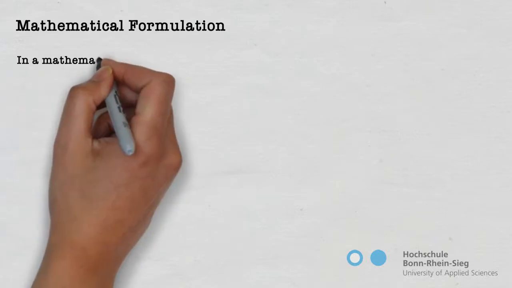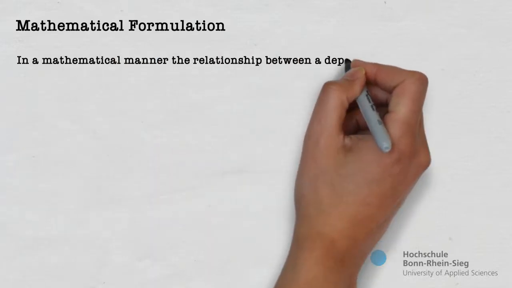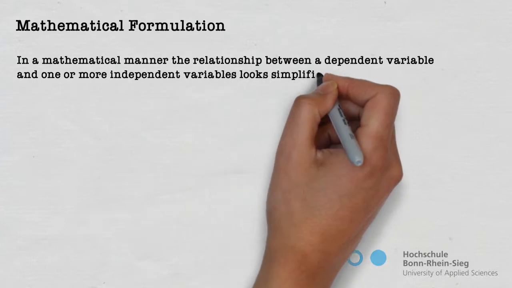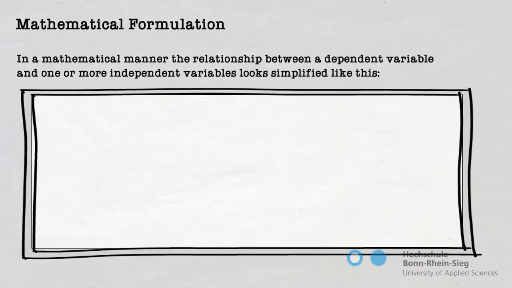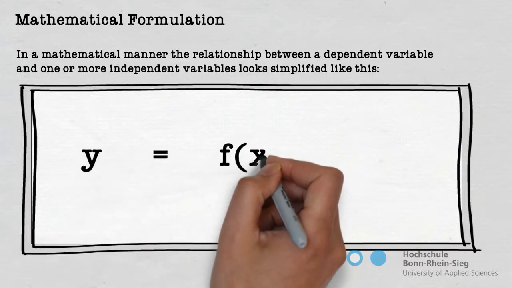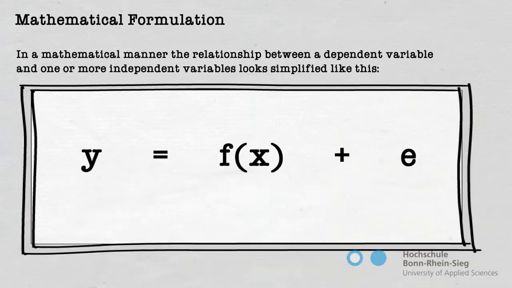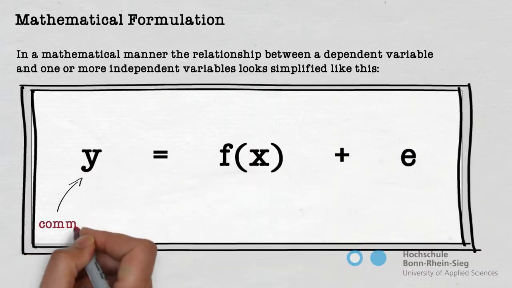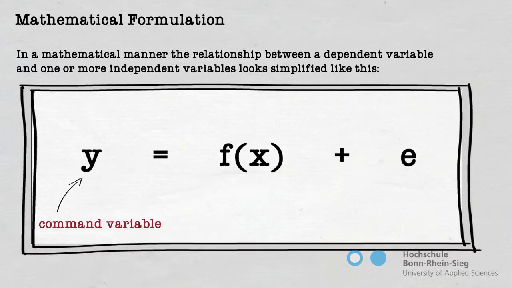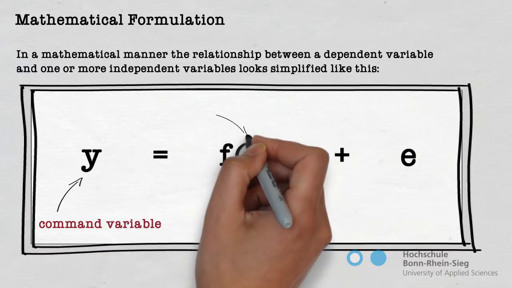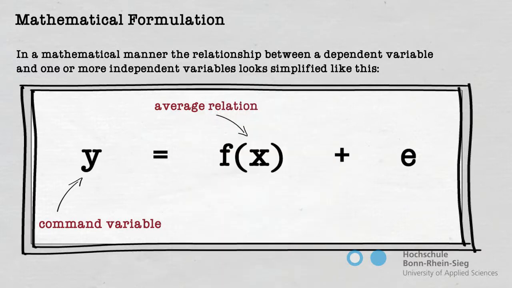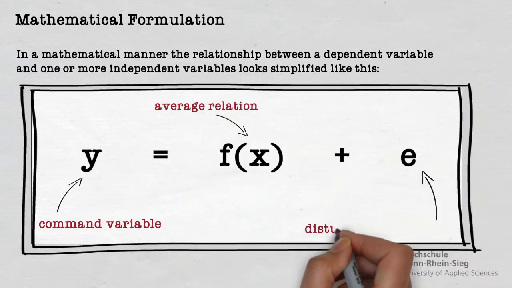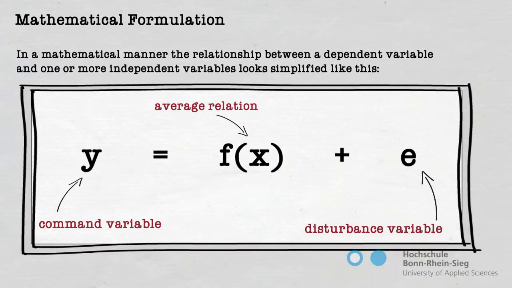So, what's the mathematical formulation? In a mathematical manner, the relationship between a dependent variable and one or more independent variables looks simplified like that, what we draw here. So Y equals the formula of X plus E. In this formulation, Y is the command variable, F of X is the average relation, and finally, E is the disturbance variable.